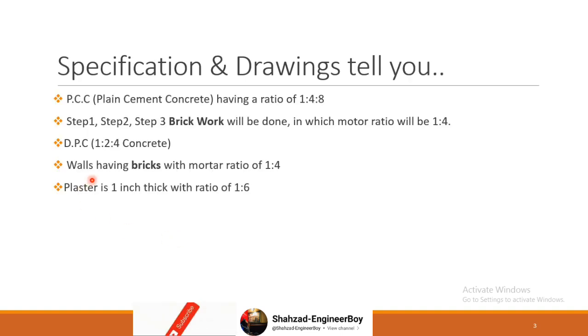Now in walls having bricks, the ratio is 1:4. Definitely, if there is brickwork, mortar will be needed, and the mortar has a ratio of 1:4.